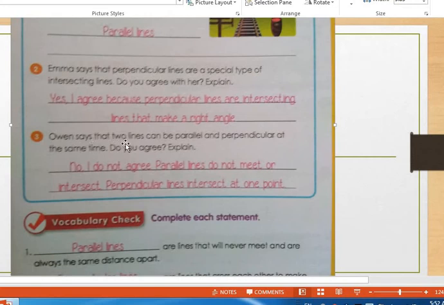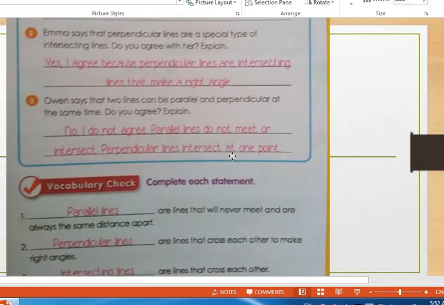Owen says that two lines can be parallel and perpendicular at the same time. How's that? Do you agree? Of course not. I don't agree. Parallel lines do not meet to form 90 degrees or not 90 degrees, so they don't meet or intersect. Perpendicular lines intersect at one point. So he's totally wrong.